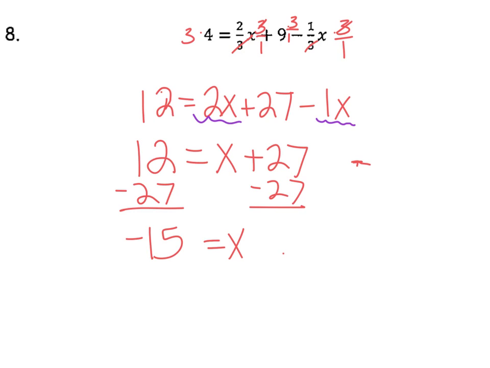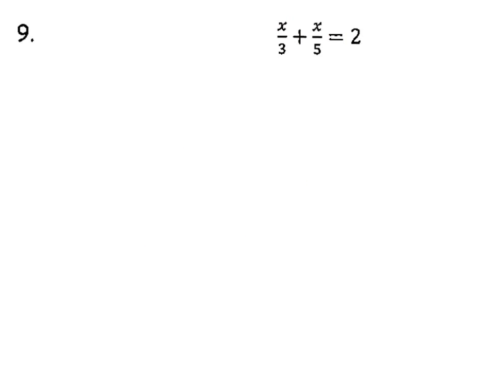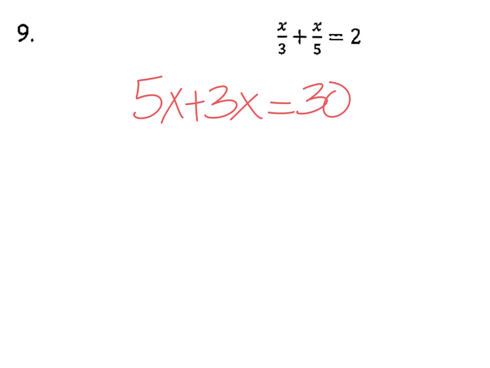What's the common denominator of number 9? Our last problem. What's the common denominator? 15. Do it. Times 15 over 1. Times 15 over 1. Times 15 over 1. And cross out the 3 on the denominator. How many times does it go into 15? Cross out the 5 on the denominator. How many times does it go into 15? Are we good? No.